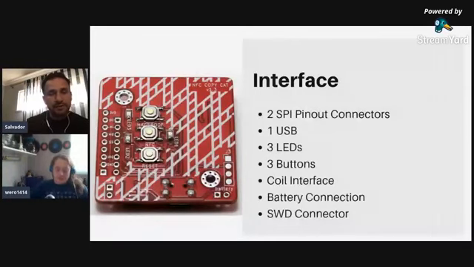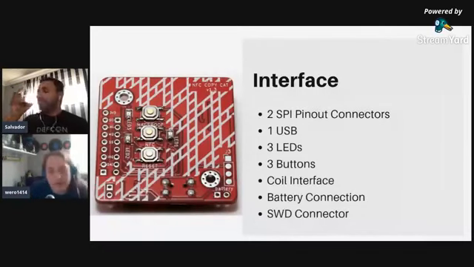Also, the board has three different LEDs, which are basically indicators, or you can use them as a guide during programming, or to understand what's going on inside the board when you are programming your examples. It also has the coil interface, which is where you are going to solder the coil for the device, and the battery connector. And the SWD connector, which is for uploading the firmware if you have any kind of problem with the bootloader or something.